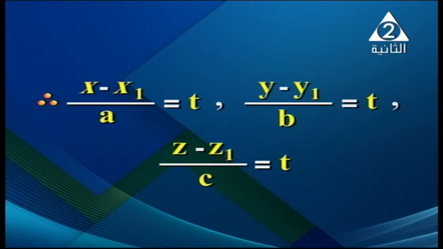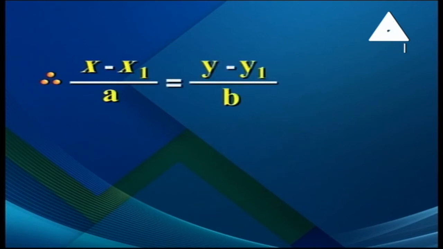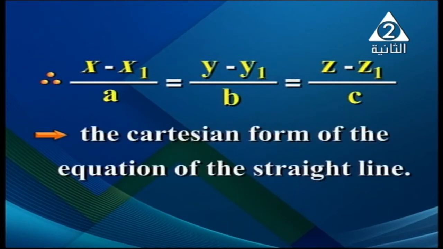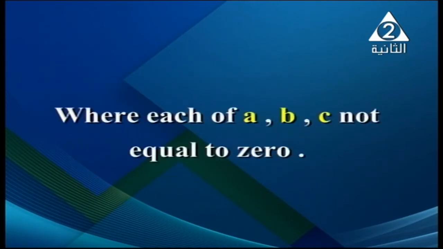x minus x1 over a equals y minus y1 over b equals z minus z1 over c. Why? Because all the fractions equal t, the same variable t. Then x minus x1 over a equals y minus y1 over b equals z minus z1 over c. This is the Cartesian equation of a straight line in space, the Cartesian form of the equation of a straight line in space, in which each of a, b, c is not equal to 0.